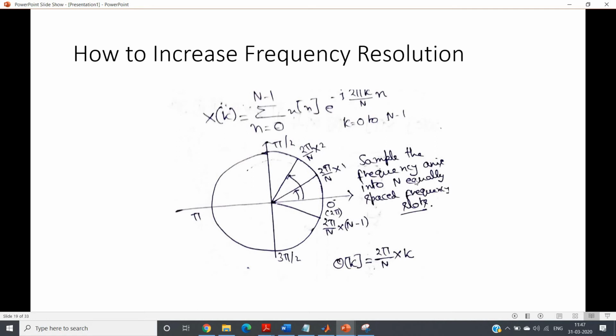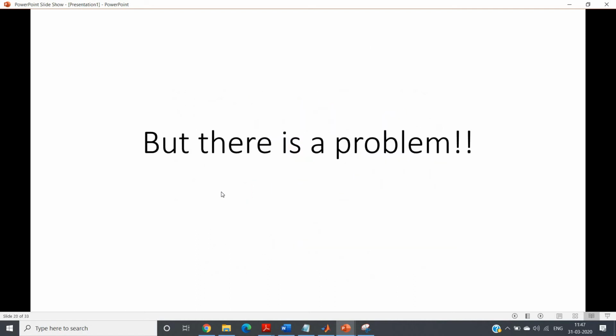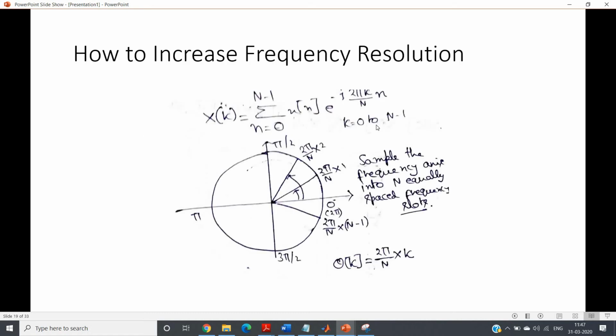So we have to increase the N value, because here we are sampling N times. If we increase N, we get more samples in the same duration. As a result, we can reconstruct more accurately and get back our original signal. But there is a problem. We cannot simply increase our capital N value.